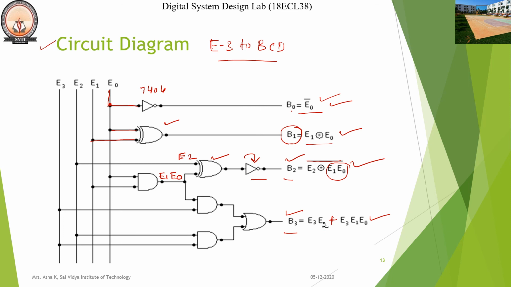Similarly, for the B3 bit, we'll have E3 with E2 AND operation. Here, this E3 bit with E2 AND operation gives us E3 E2, and similarly here we already had E1 E0 from this particular point. From here we take the E3 bit, that is E3 AND operation with E1 E0, and perform the OR operation to get the BCD value B3.